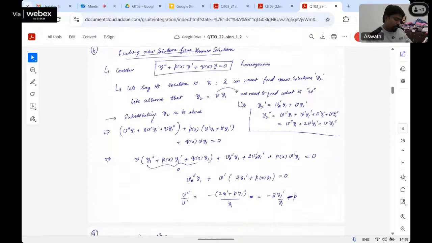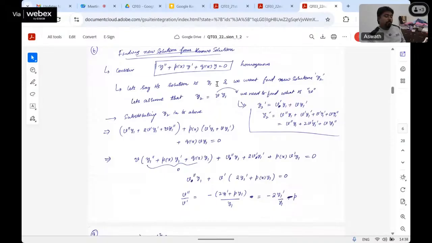Now, one more thing. Just now we saw generating a new solution from the known solution, right? So let's say I have one solution only. For example, even for a simple homogeneous equation, let's say I have only one solution known, then I want to find another solution. So what should I do in this case?